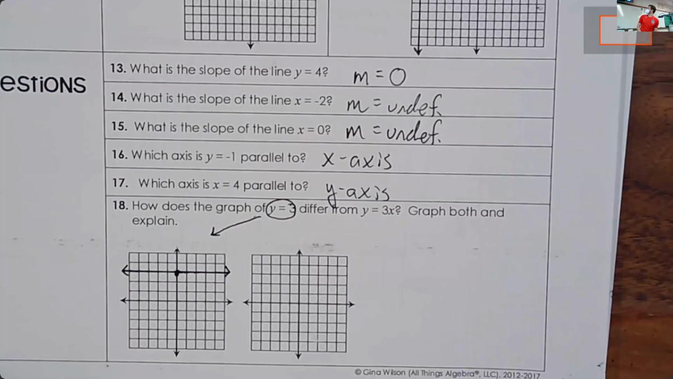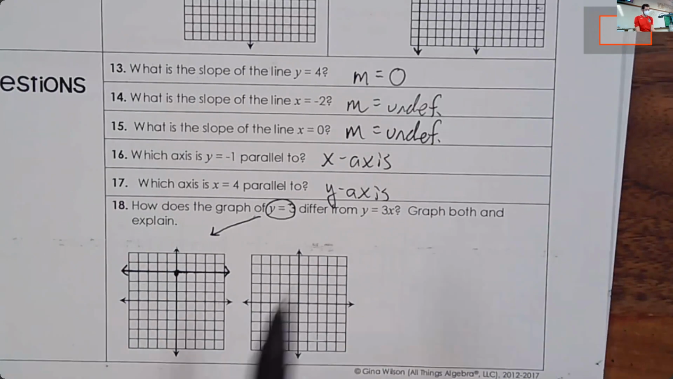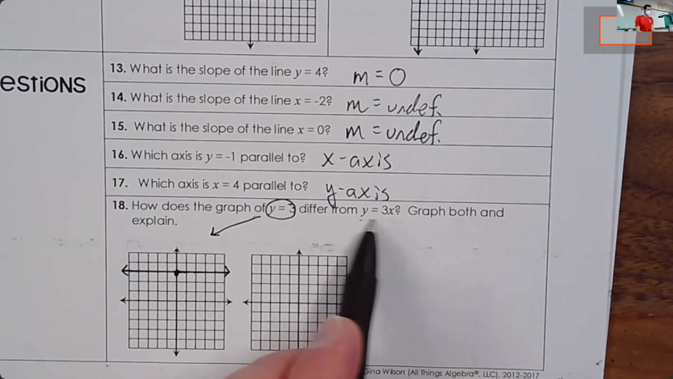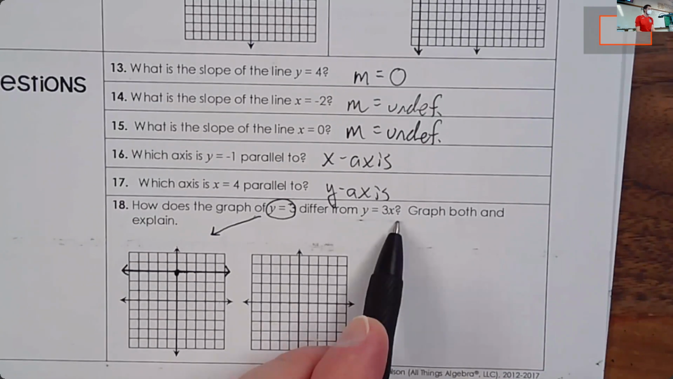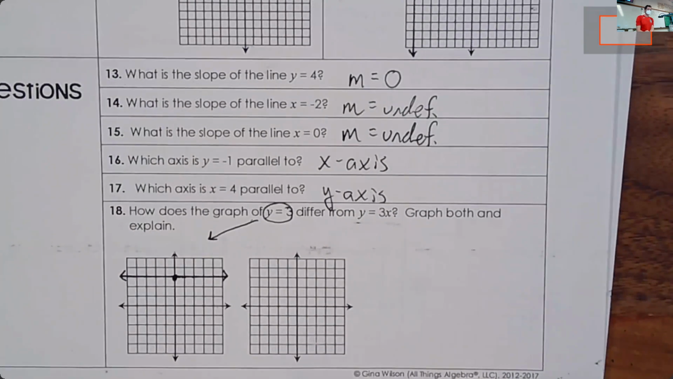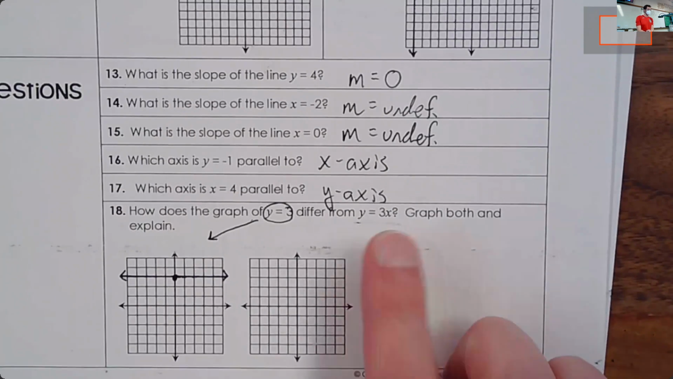And so there is the graph of y equals 3. Now we also are needing to graph y equals 3x. How is this one going to look? Or what information do we have about this line right here? This one's like the ones we've been doing previously. So what do we know about this line here?